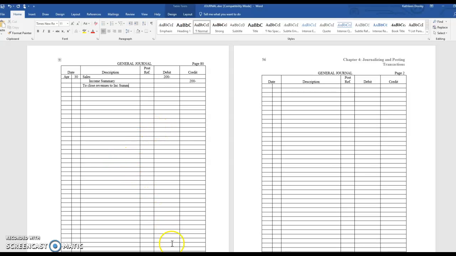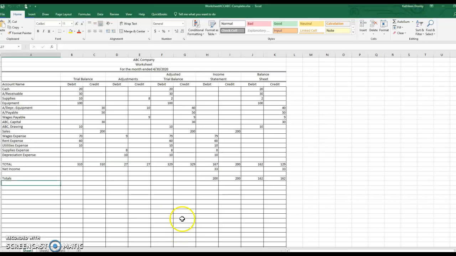Okay, so let's go back to the worksheet. So we've done step 1. We've debited sales, which by the time we post that will bring sales down to 0. Now we need to close expenses. So here's all our expenses. And we're going to close those to income summary. So we have wages, rent, utilities, supplies, and depreciation.